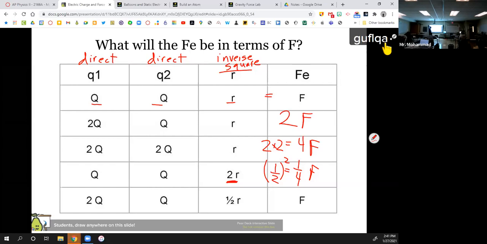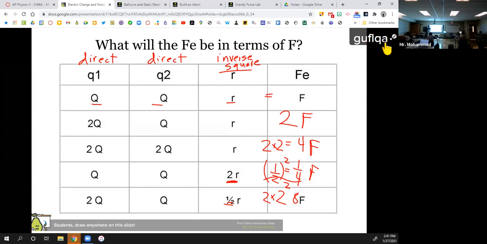Now let's look at the last one here. So charge is direct, distance is inverse and then squared. So the inverse of 1/2 would be 2 squared. So even though this looks like it's going to be making it smaller, I don't want to say make it smaller. Looks like a half is going to somehow counteract that 2. Remember, this is inverse. And then when we square that, it's going to be 2 times 4.